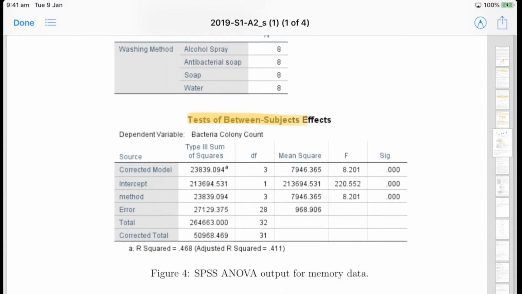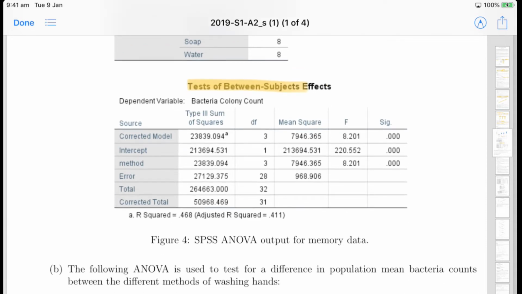Let's proceed with the question. That's the null and alternative hypothesis. What is the test statistic? The test statistic is given in here. That's for the method we want, which is F. What is the p-value? The p-value is here, under significance. So the significance is actually showing the p-value. All right? That's the test statistic and p-value.